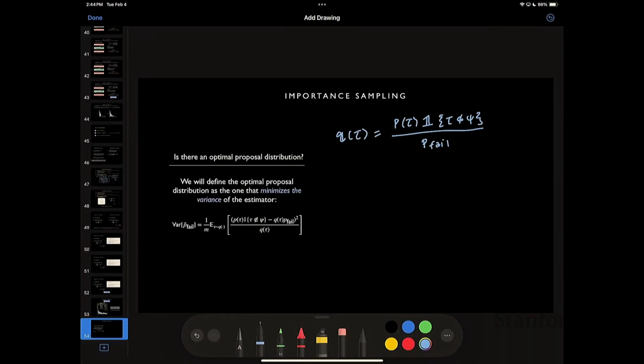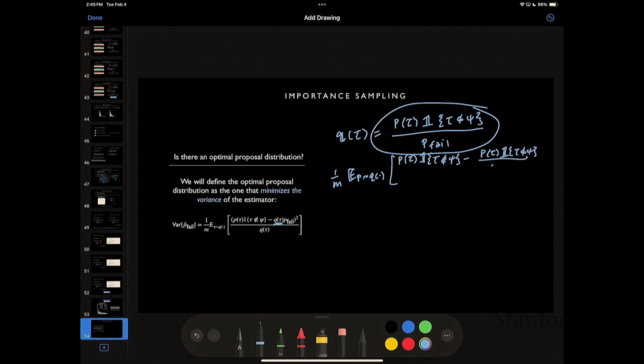Yeah. Okay, so, spoiler alert, this is the one that's going to be useful to us. If I plug this into our formula for the variance, we get this expectation: P of tau minus, and we plug in for this Q of tau, this thing here. So that's going to be P of tau times P fail. Sorry, this is getting kind of messy. All of this over Q of tau.